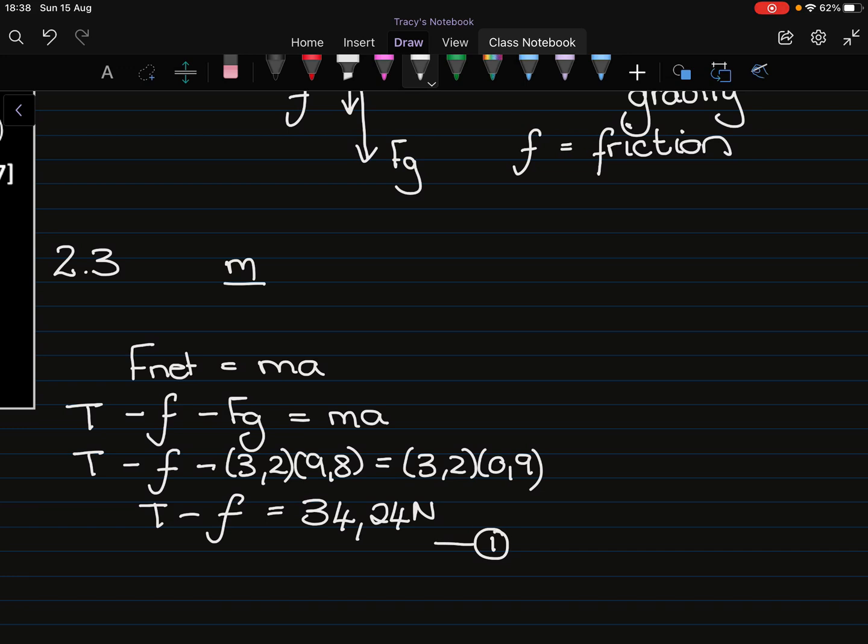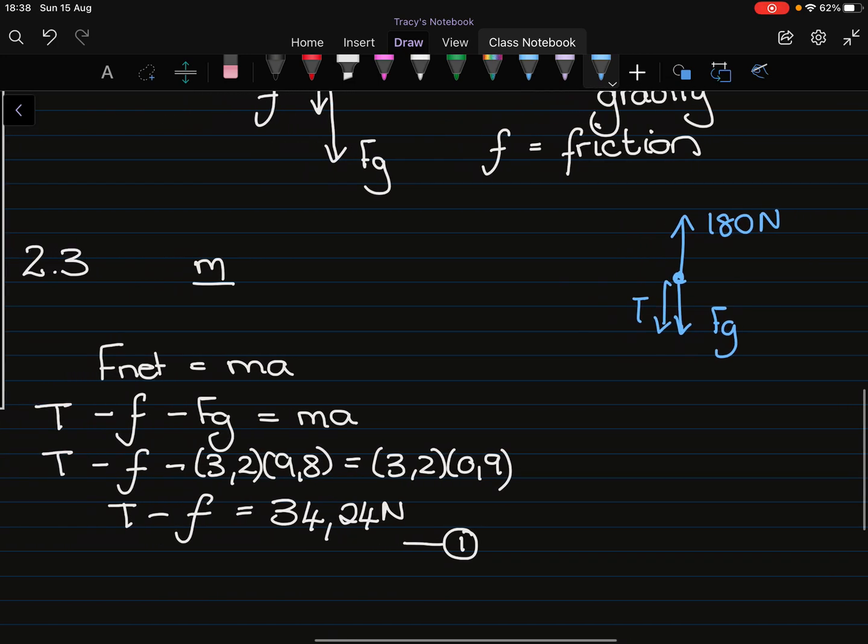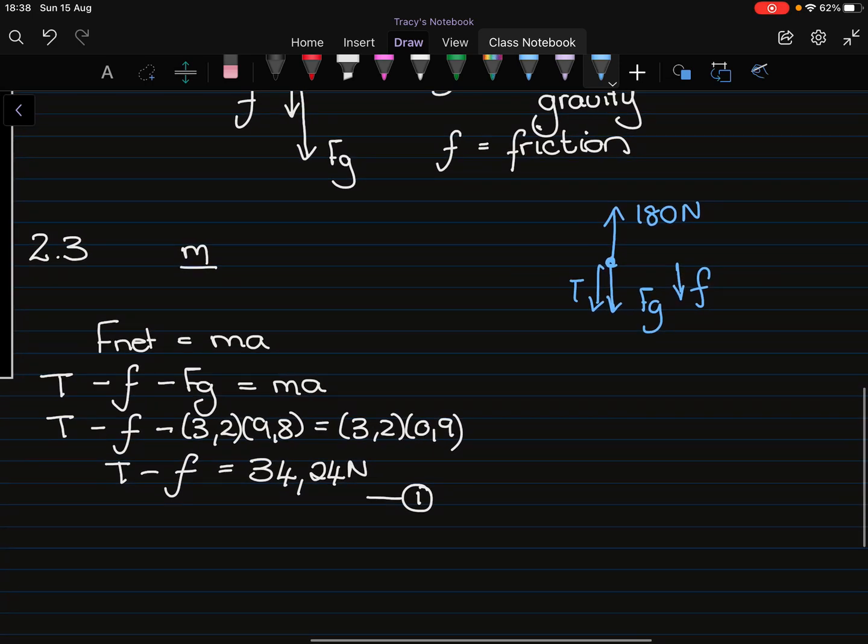That's my first equation. Now if I consider the drone, it has the 180 newtons acting up. It has its Fg acting down. It has tension acting down. And it has friction acting down. And right about now you're going, oh, there's too many. No, there aren't. Watch. F net equals MA.